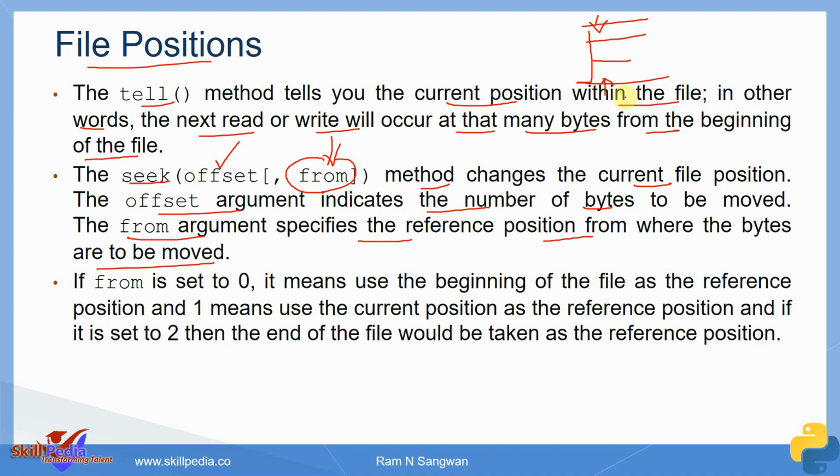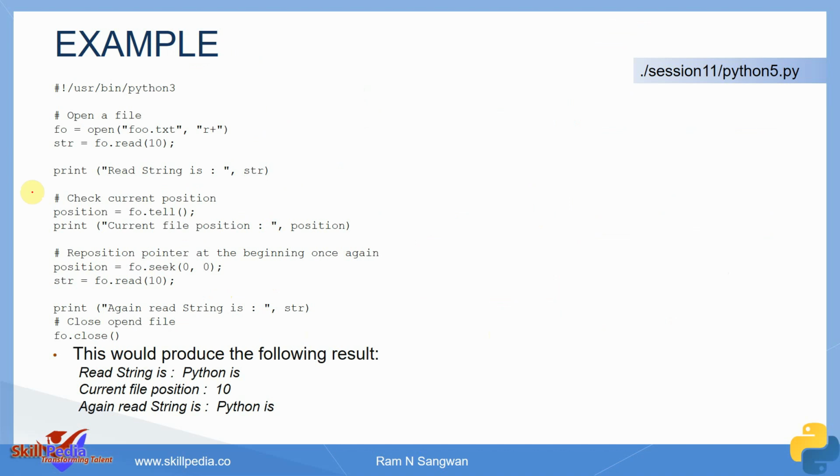That is the reference. If from is set to 0, it means use the beginning of the file as reference. 1 means from the current position as the reference position, and if it is 2, then from the end of the file. And this is an example.